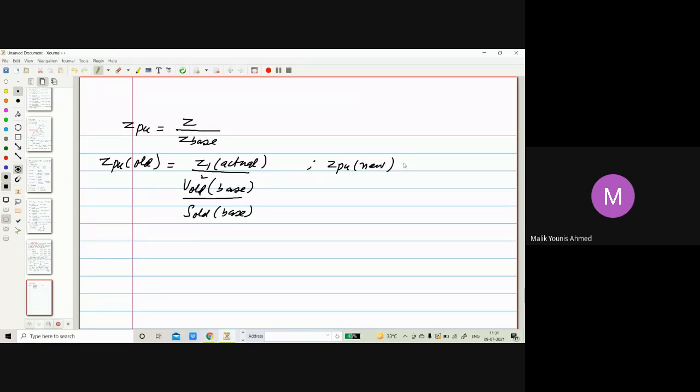Z per unit new will be again Z1 actual divided by V new whole square base divided by S new base. So what I have written are both the impedance values in terms of per unit, for the old value as well as the new value.